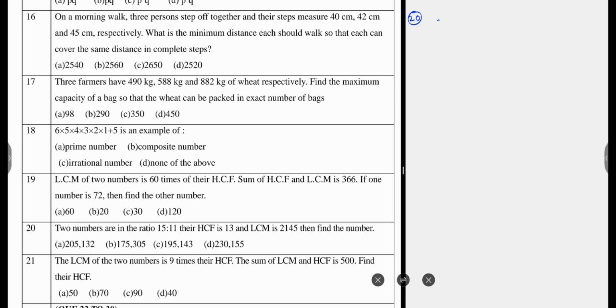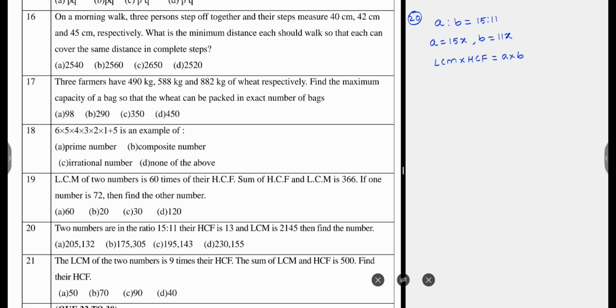So here, let us take the two numbers A and B. A is to B is given as 15 is to 11, and one more, HCF is given as 13, and LCM is also given as 2145. So we can take A is equal to 15x and B is equal to 11x. We know LCM into HCF is equal to product of two numbers A into B.